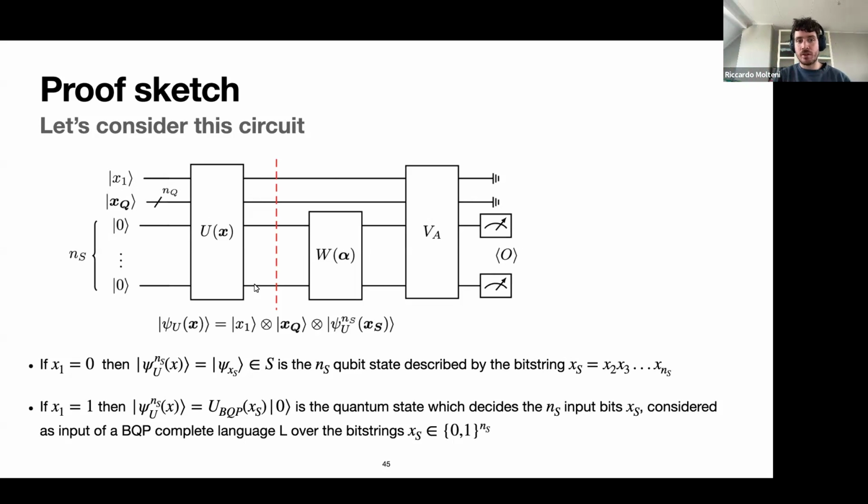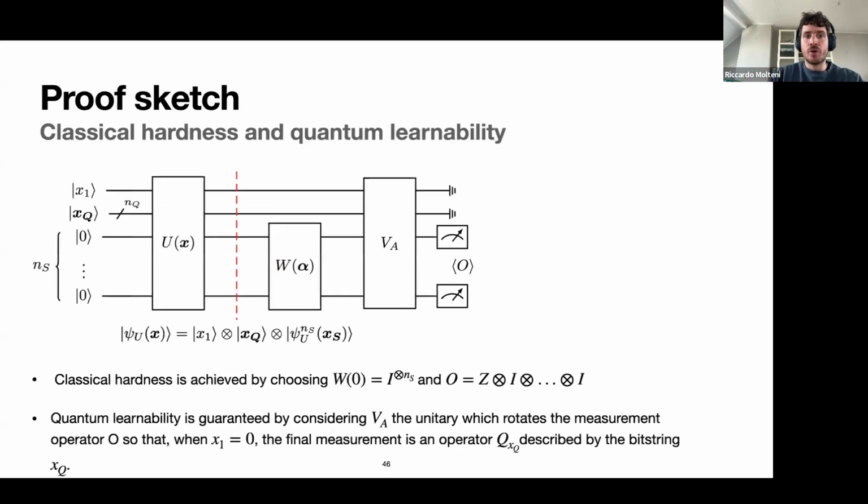So on alpha of the input B strings, a classical algorithm cannot perform well. So we are guaranteed that a classical algorithm cannot learn the function for at least alpha of the B strings. Again, classical algorithm hardness is achieved by choosing W alpha to be the identity.